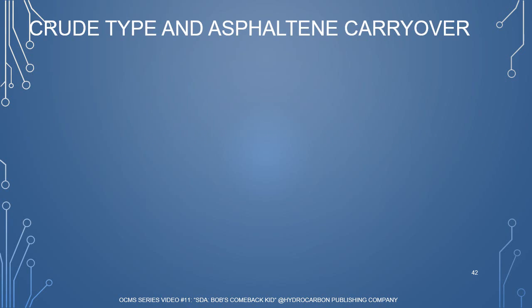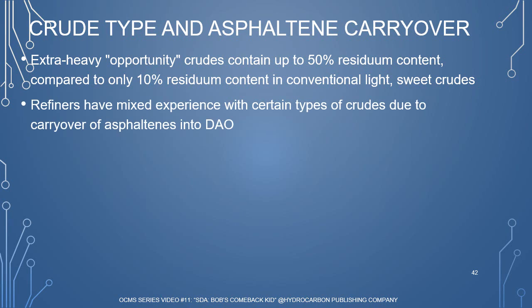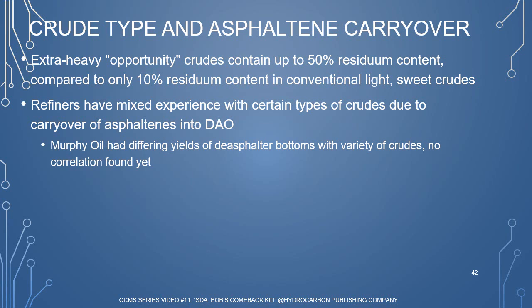In general, extra heavy opportunity crudes contain up to 50% residuum content, compared to only 10% residuum content in conventional light, sweet crudes, with the molecular composition of the residuum content varying significantly among heavy crudes. Refiners have had mixed experiences with certain types of crudes increasing the carryover of asphaltenes to the DAO. Murphy Oil processes a variety of crudes and has observed differing yields of deasphalter bottoms. The company has not correlated an increase in carryover with a particular type of crude.